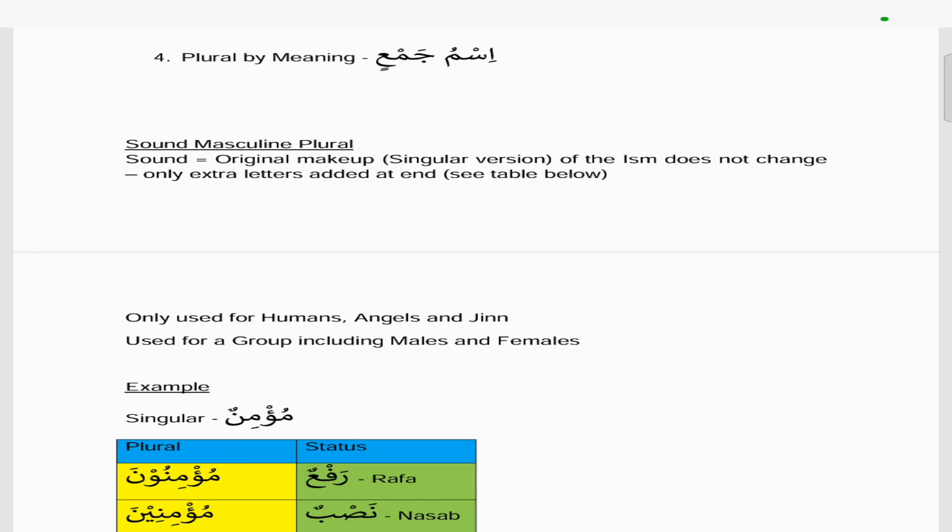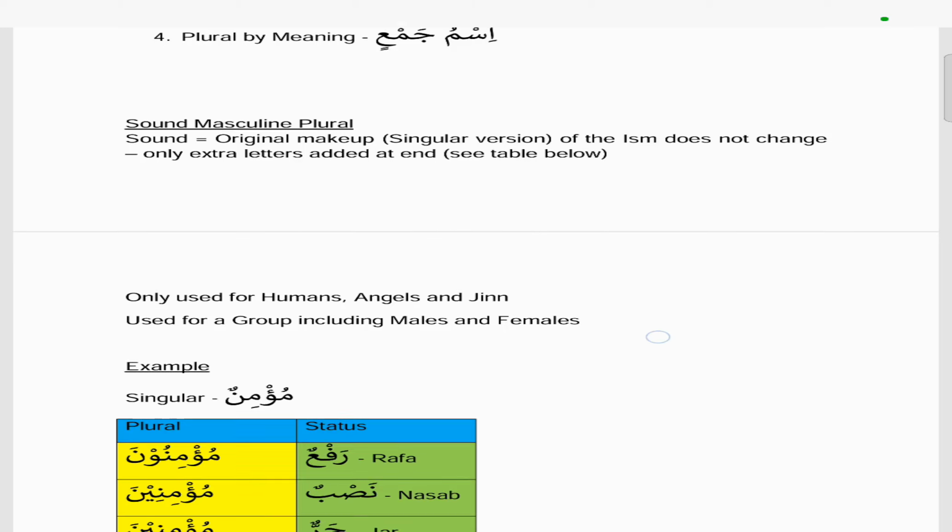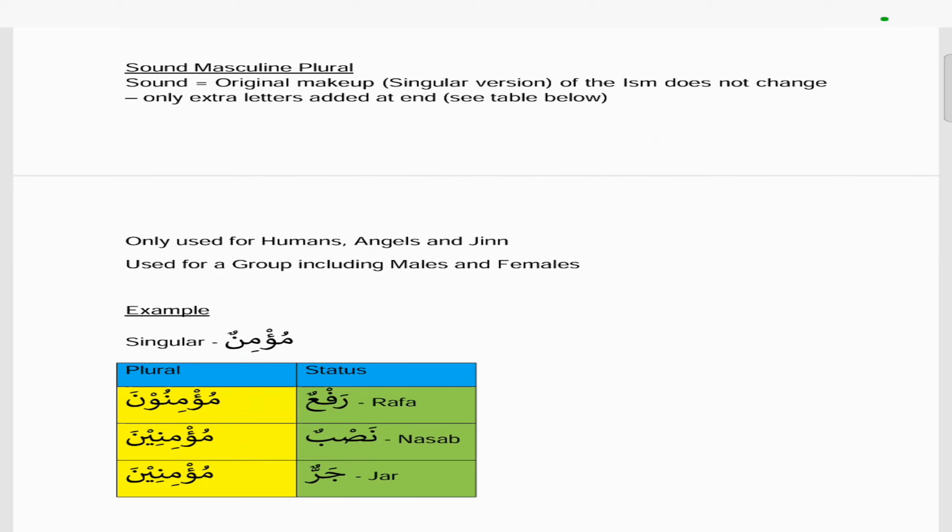So the original base ism, the base word, remains the same. Only extra letters are added. And so when that happens, we call it a sound plural. But specifically, the sound masculine plural is only used for humans, angels and jinn. And if you remember from before, it can be used for a group including males and females. So you can use the sound masculine plural if you have a group of men and women.